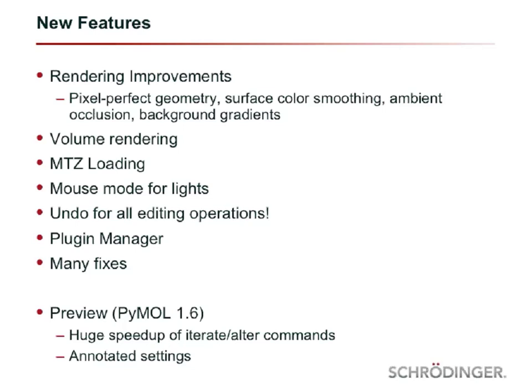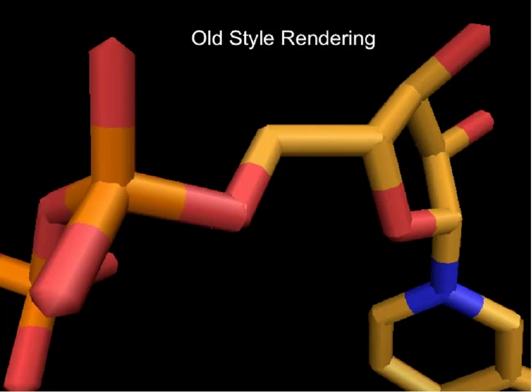So we have a new plugin manager. That was my PyMOL open source project, and of course we constantly fix bugs. We take this very seriously. Also, in the next release, we will have annotated settings in a graphical dialog. I'll show you this in a minute. And for the ones who like scripting, we have a huge speed up of the iterate and alter commands. Who already knows them? They are used very heavily in scripting, and we could really speed them up a lot.